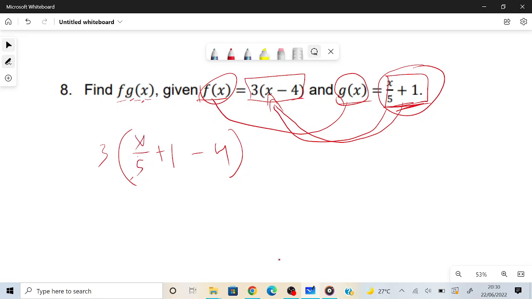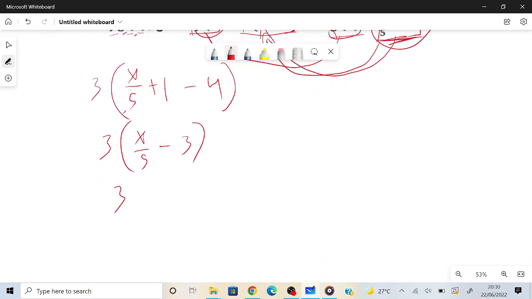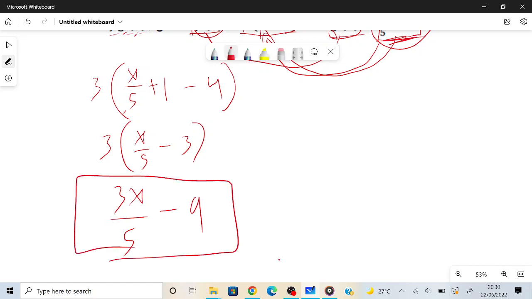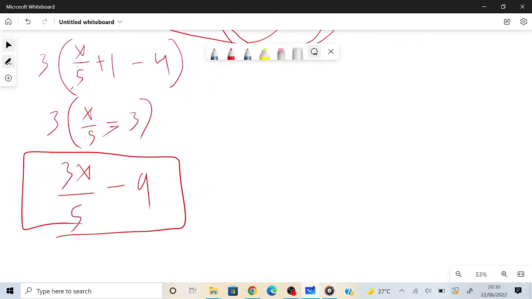So, let's do the necessary. This becomes 3 into x over 5 minus 3, because 1 minus 4 is minus 3. Expanding this, 3 times x over 5 is nothing but 3x over 5 minus 9. And that is the final answer. Be careful when you're working with a minus, because minus is the most dangerous sign. In this case, it remains a minus because a positive is being multiplied with it.